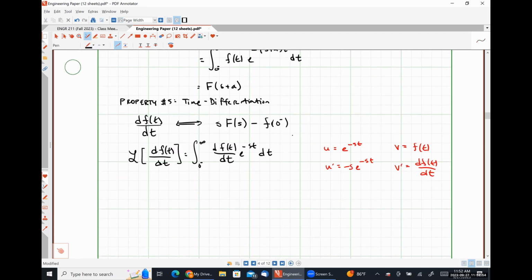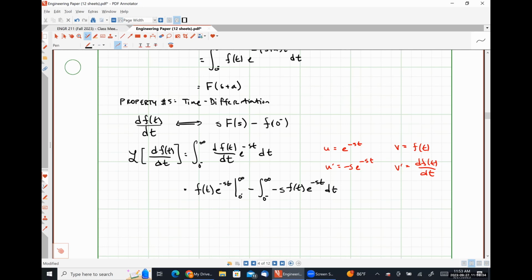So using integration by parts, we're going to have u times v, so that is f of t e to the negative st evaluated at 0 minus and infinity, minus the integral from 0 minus to infinity of u prime times v. So that's going to be negative s f of t e to the negative st dt, right?